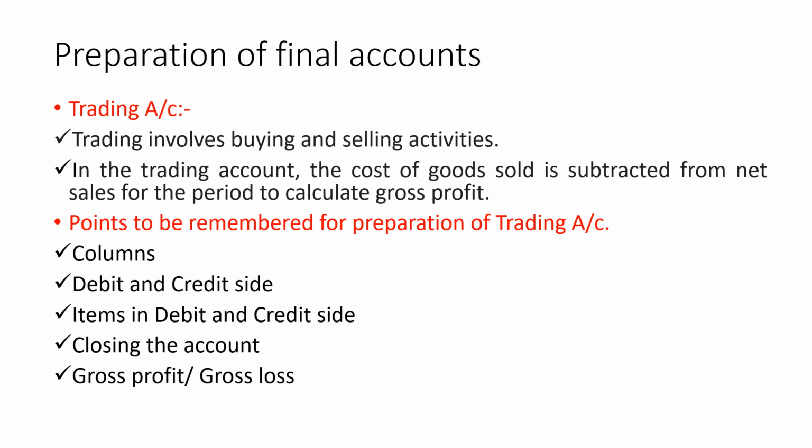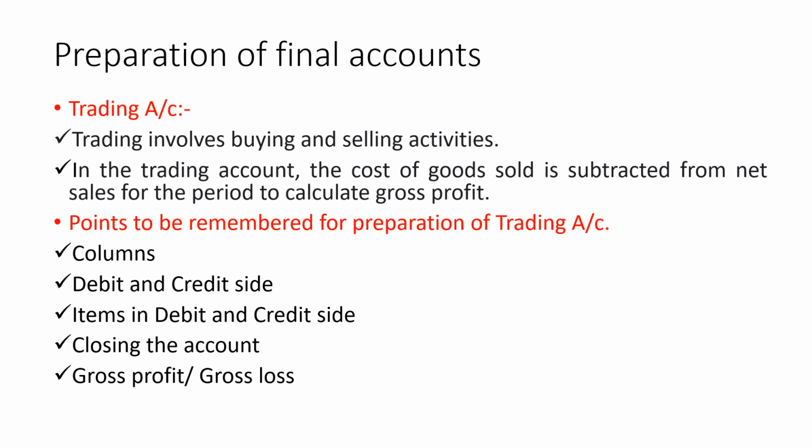How to find gross profit? Gross profit is obtained by deducting the cost of goods sold from net sales. So net sales minus cost of goods sold is equal to gross profit. How to find gross loss? Cost of goods sold minus net sales is nothing but gross loss.